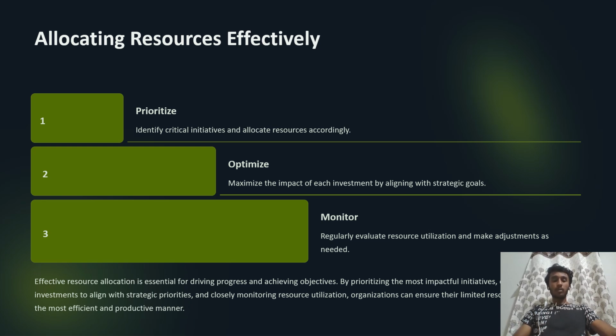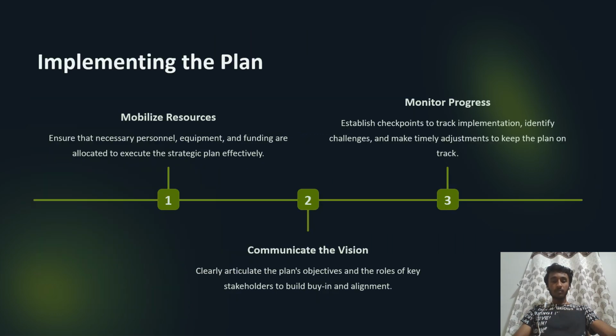Now first let me go to prioritize, which includes identifying crucial initiatives and allocating resources accordingly. In the optimization, maximize the impact of each investment by aligning with strategic goals. Third, monitoring: regularly evaluate resource utilization and make adjustments as needed. Implementing the plan can be done using a three-step process. First one is mobilize the resources and communicate the vision. Last one is monitor the progress.